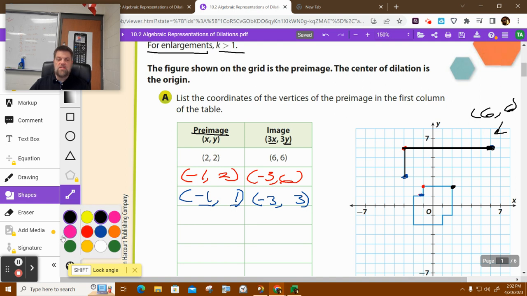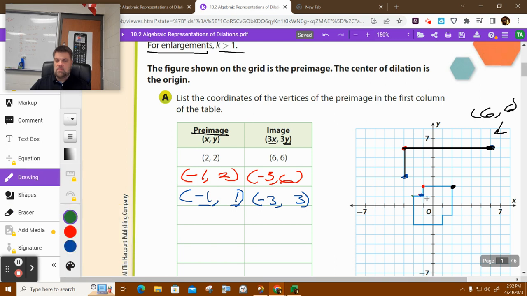All right, so now let's do the next point. I'm going to do that one in green. This point right here is -2, 1. Yep. Did I do that right, student? Good job. And then if I multiply both those terms by 3, I get -6, 3. Correct? So I'm going to go -6, and then I'm going to go up 1, 2, 3. That's that point right here.